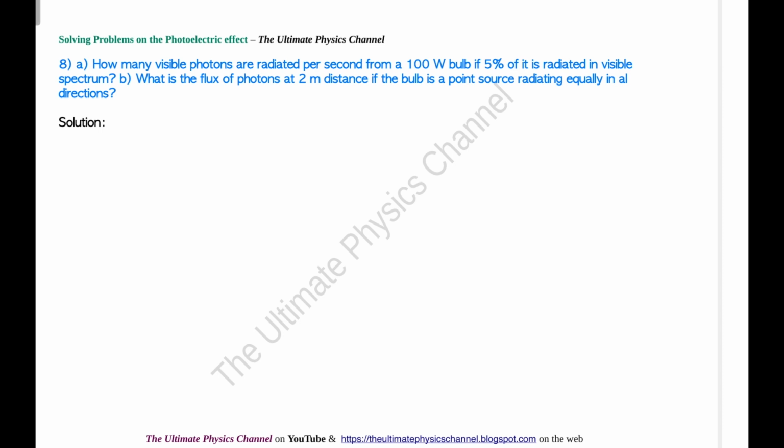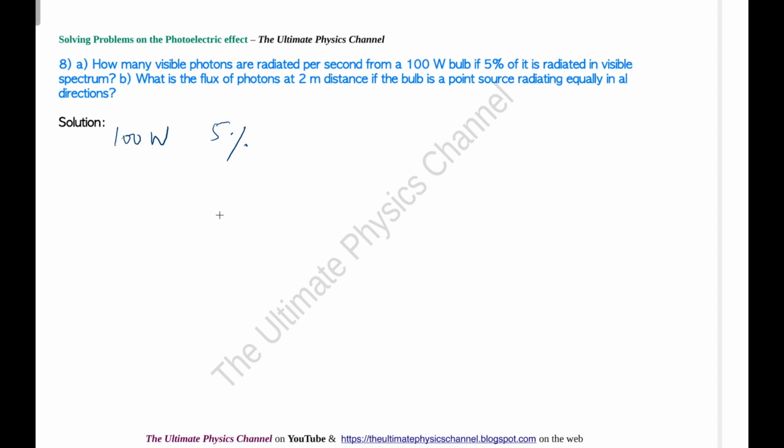How many visible photons are radiated per second from a 100-watt bulb if 5% of it is radiated in visible spectrum? What is the flux of photons at 2-meter distance if the bulb is a point source radiating equally in all directions? We have a 100-watt bulb and only 5% of it is radiated in visible spectrum. How many visible photons are radiated per second? That's the first part of the problem. The second part of the problem is what is the flux of photons at 2-meter distance if the bulb is a point source radiating equally in all directions?